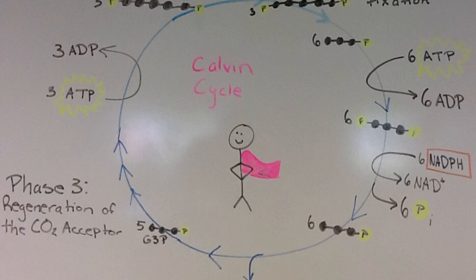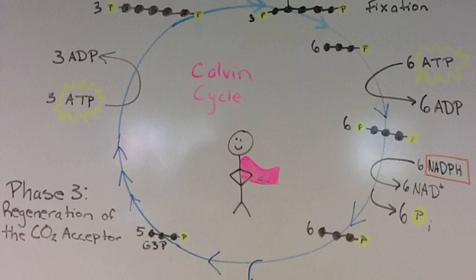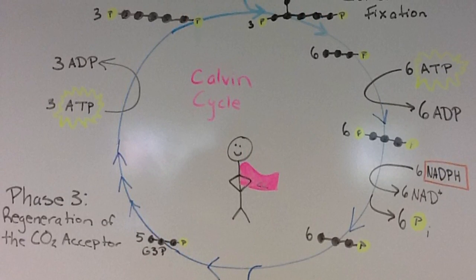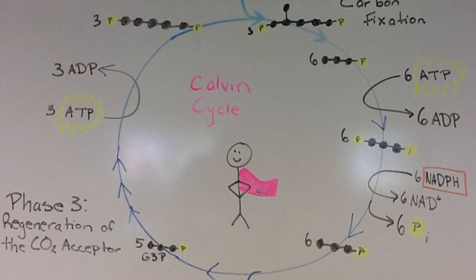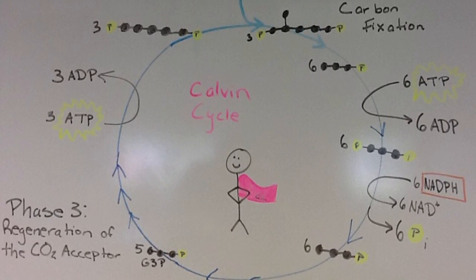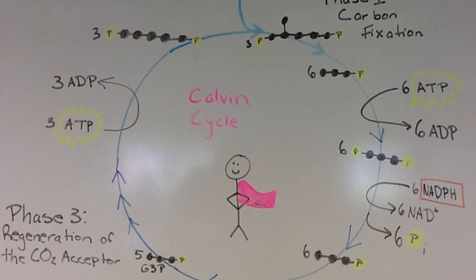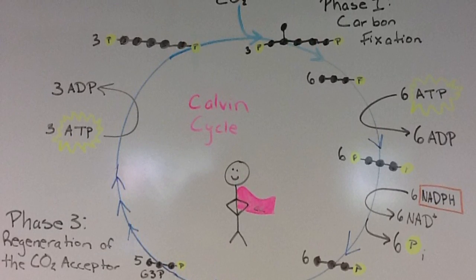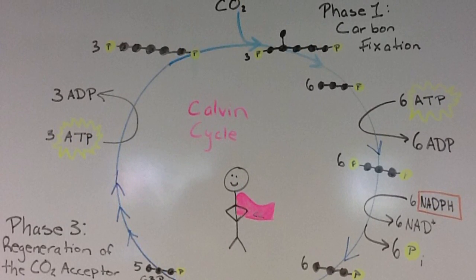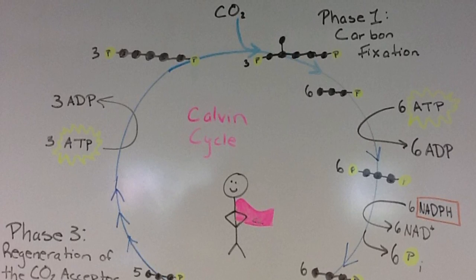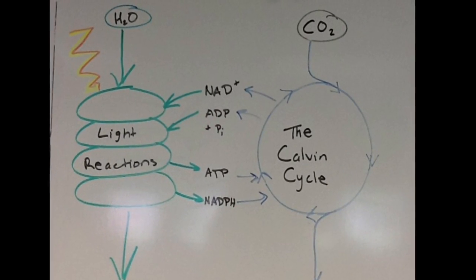In phase 3, the carbon skeletons of 5 molecules of G3P are rearranged by the last steps of the Calvin cycle into 3 molecules of RuBP. To accomplish this, the cycle spends 3 more molecules of ATP. The RuBP is now prepared to receive carbon dioxide again, and the cycle continues.